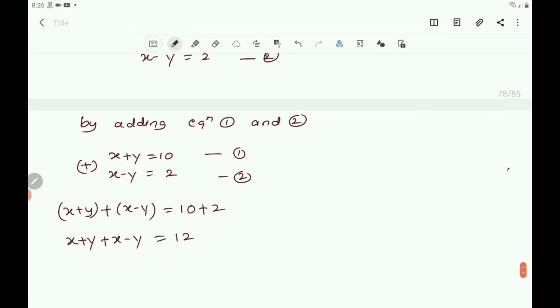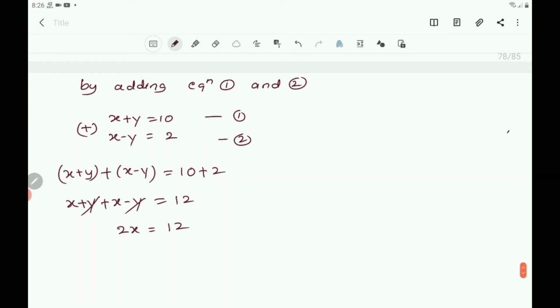is 12 here. Y cancels, plus y and minus y. So it becomes 2x equals 12. Therefore you know that x becomes equals to 12 by 2. 2 ones are 2, 2 sixes are 12. So you got x equals 6 here.